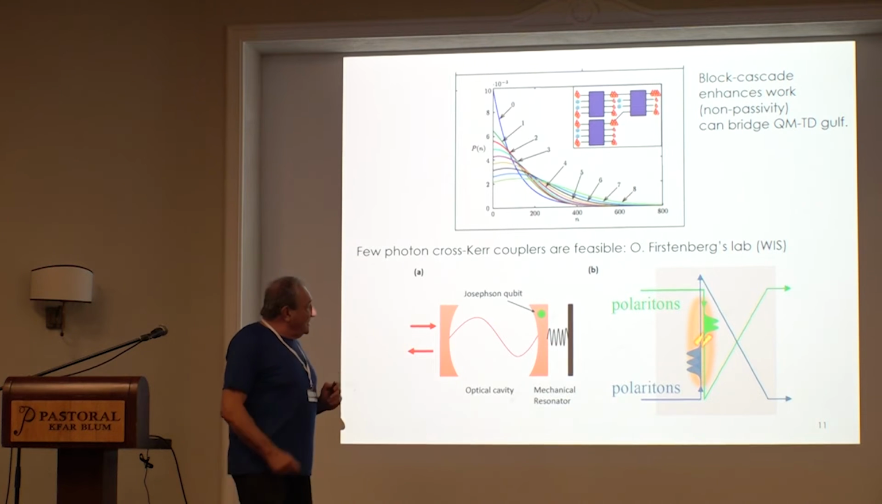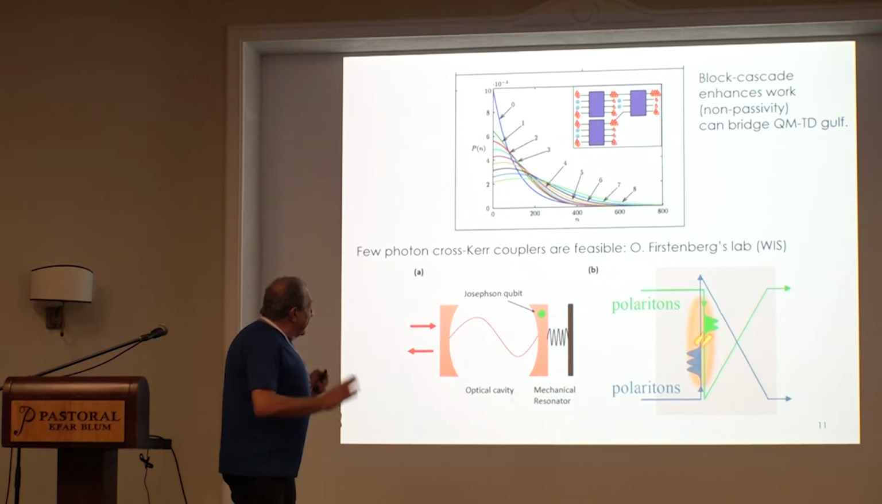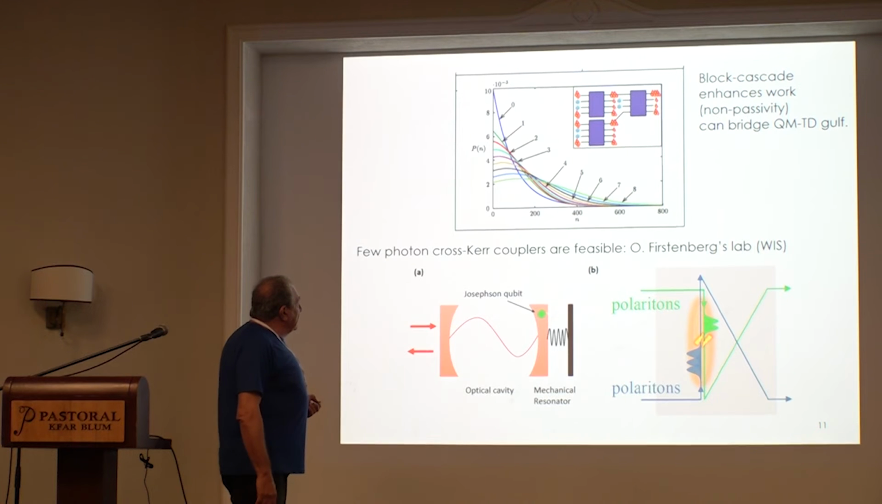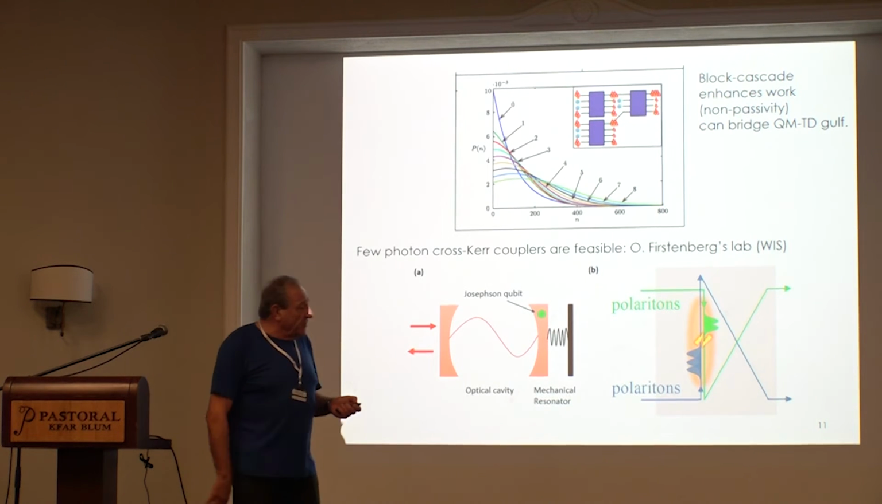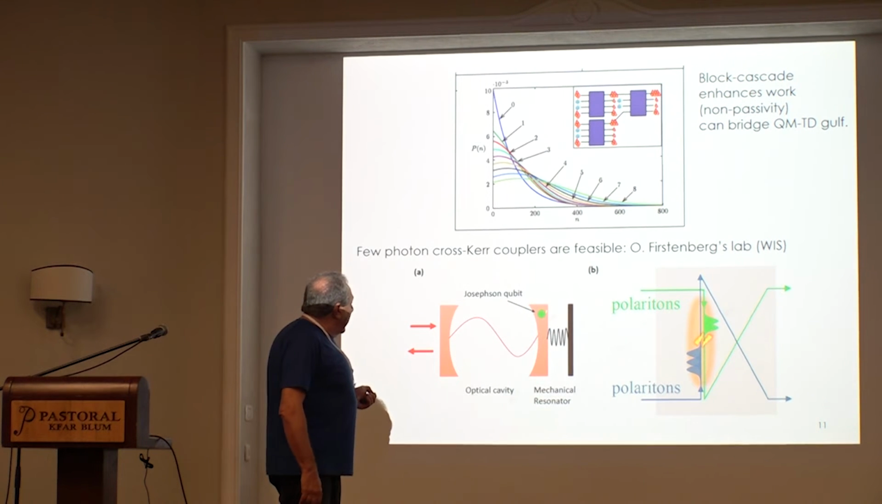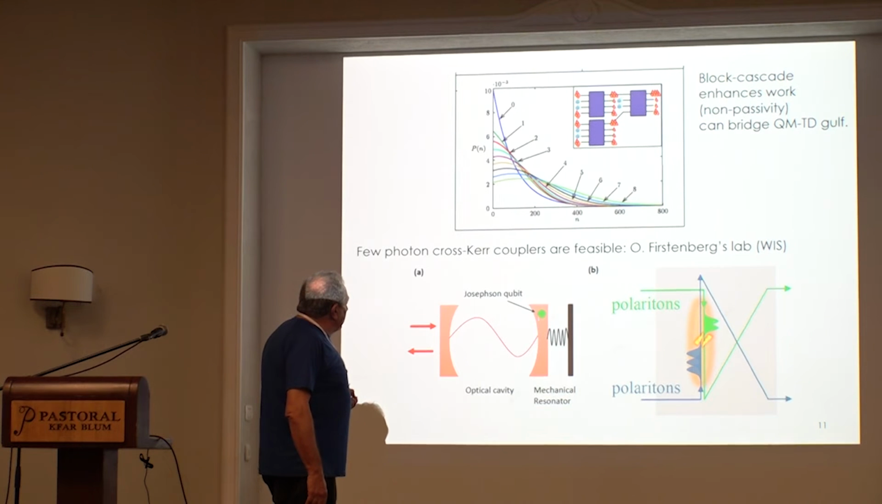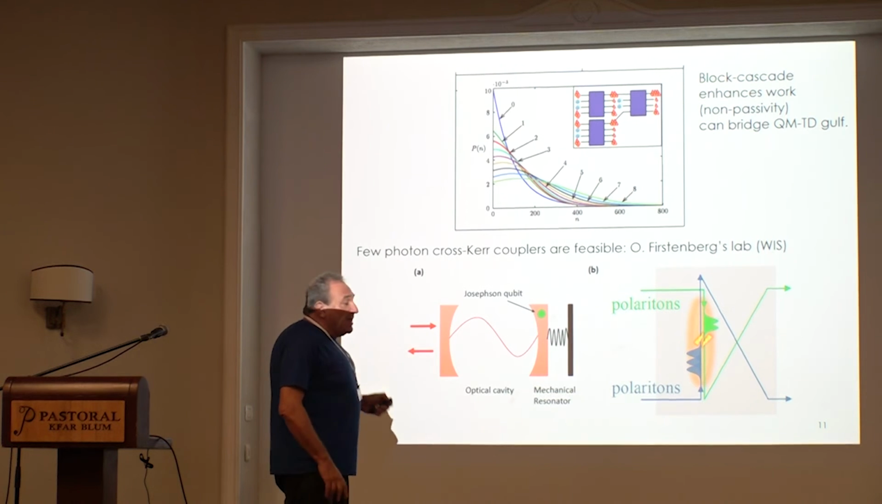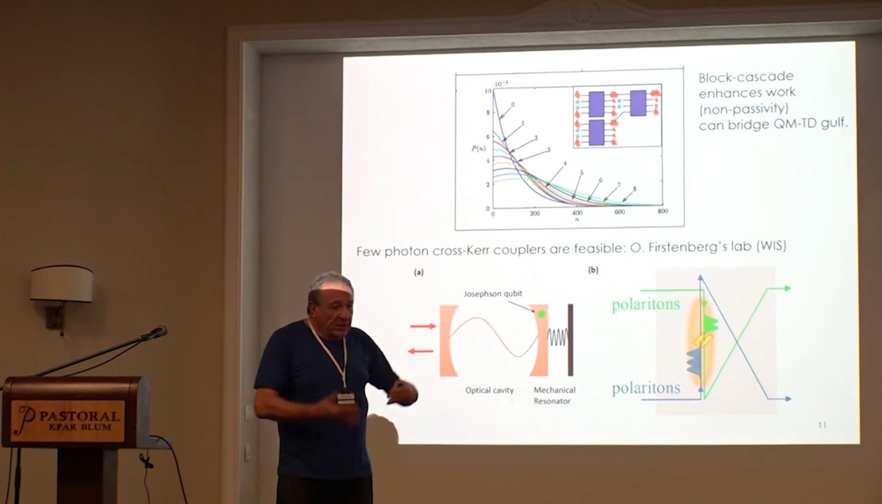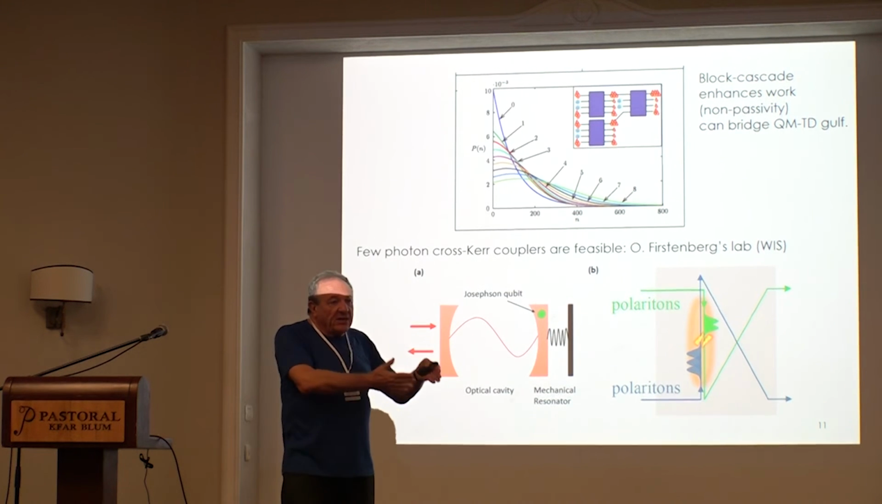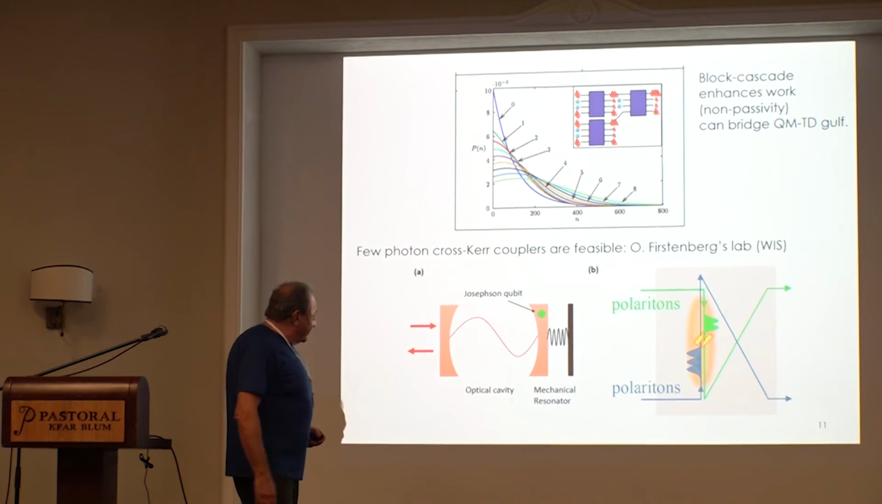Now, can we realize these devices in the quantum domain? And the answer is yes. One option is to couple a microwave cavity and a mechanical resonator by Josephson qubit. Such experiments have been done already, and the nonlinearity here is quite high. So this would be the analog of a cross-Kerr coupler for an electromagnetic and a mechanical mode, which means that you would be able, if you follow this design, to steer energy from mechanical modes to electromagnetic modes or vice versa.